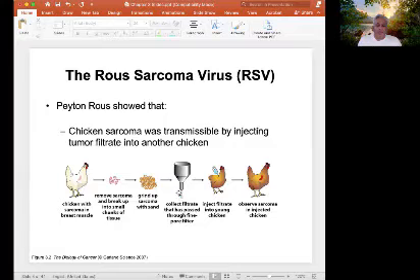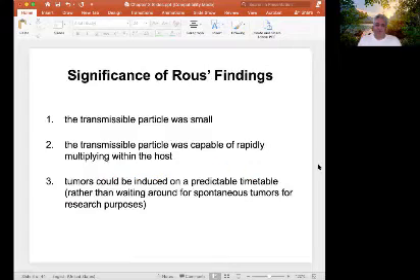So once the filtrate was collected, that was made from a pre-existing tumor, then that could induce tumors in subsequent subjects that were injected with the filtrate. So that's the beginning. That's the alert that took place. And Rous was one of the scientists who got credit for discovering that. So his conclusions were that the particle was so small that it was smaller than known bacteria.